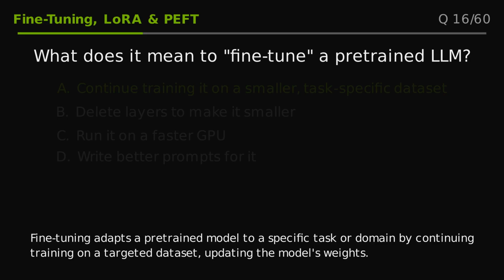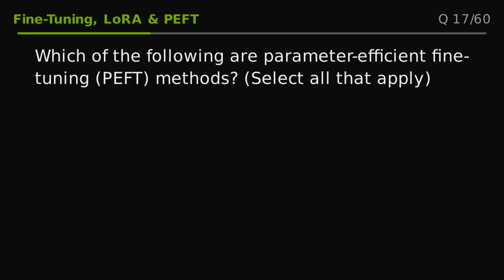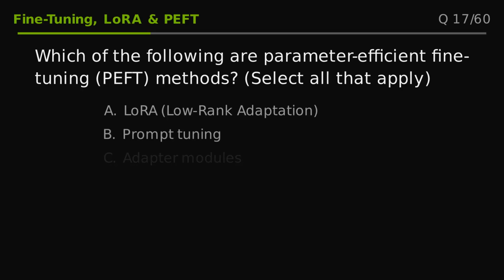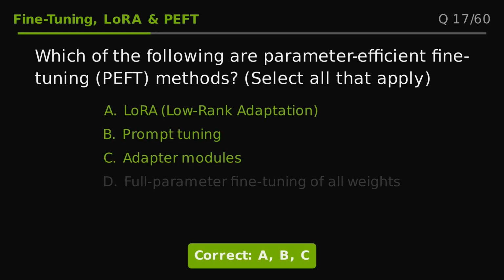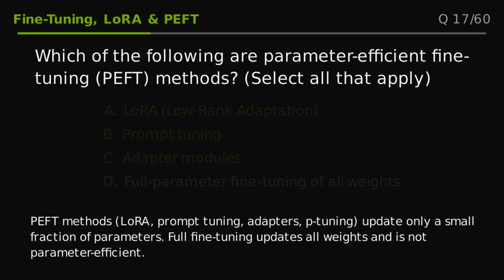Question 17. Which of the following are parameter-efficient fine-tuning methods? Select all that apply. Option A: low-rank adaptation. Option B: prompt tuning. Option C: adapter modules. Option D: full parameter fine-tuning of all weights. The correct answers are A, B and C. LoRA, prompt tuning, adapters, and p-tuning update only a small fraction of parameters. Full fine-tuning updates all weights and is not parameter efficient.